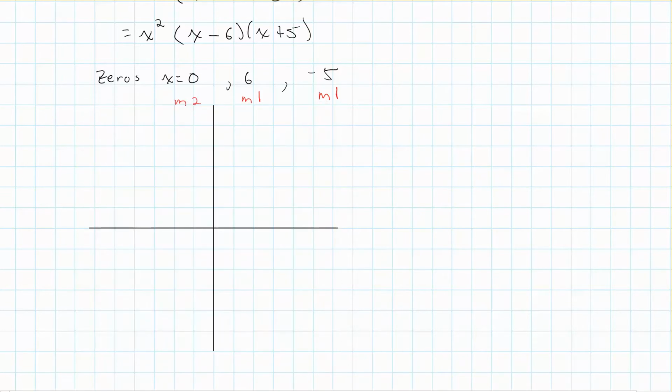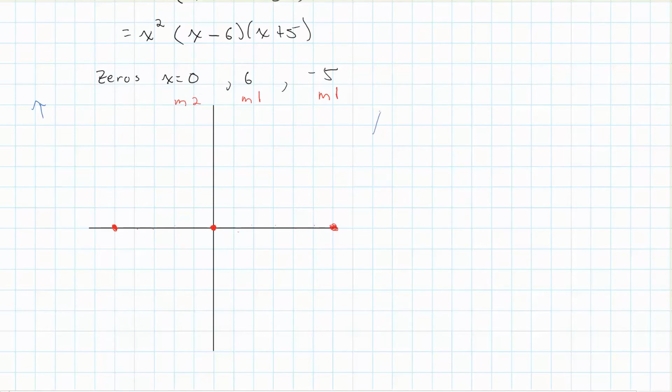Okay. So we're going to plot the x-intercepts. So 0, negative 5, and then 6. Now, I'm going to again draw my end behavior here.